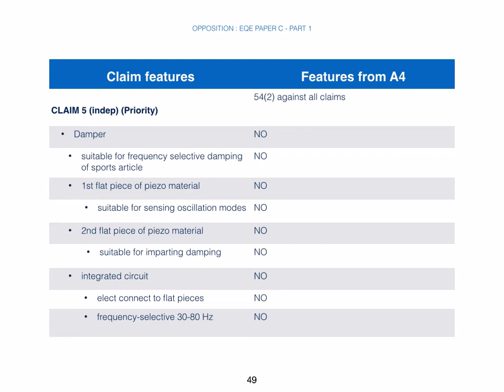We go to claim 5. We note down claim 5. Is it a damper? No. Is it suitable for frequency? No. No, no, no, no, no. Nothing from claim 5 is disclosed in A4. So that is an emphatic no.